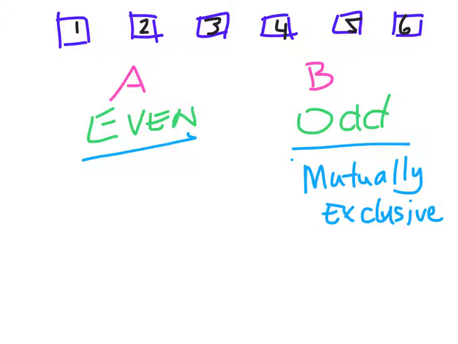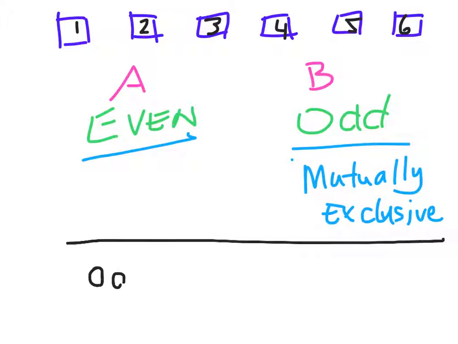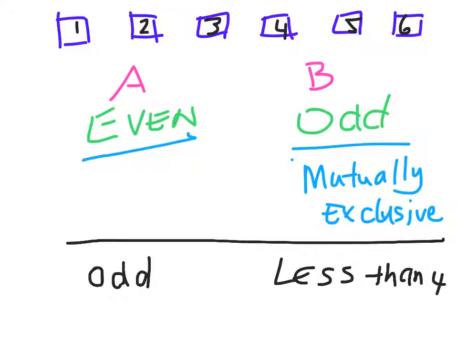Alright, let's say we did another experiment or another probability. Let's say this time we thought, okay, this would be odd, and this one would be less than 4. Would these be mutually exclusive?